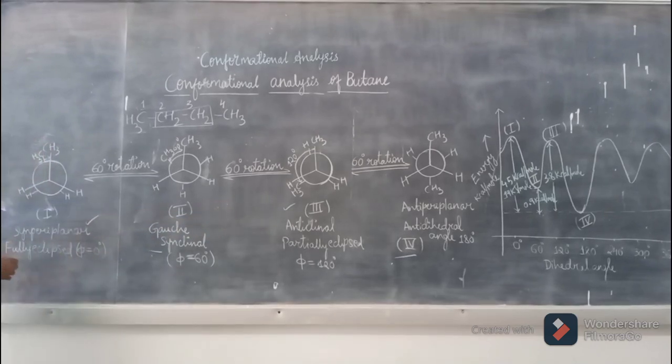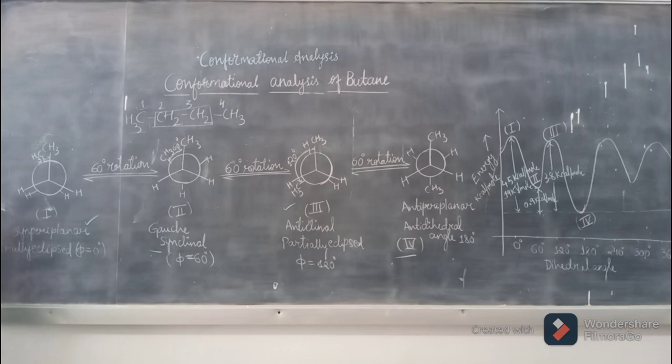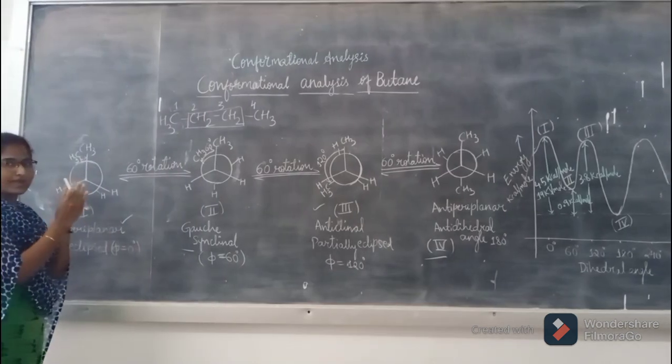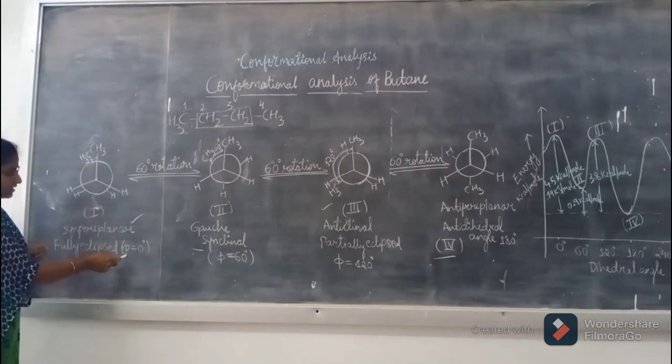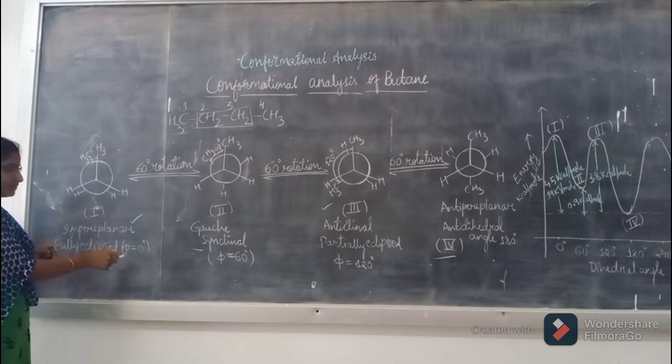Out of that, the first conformation we have is an eclipsed conformation. It is called syn periplanar. It is fully eclipsed, that is, the dihedral angle will be 0. See here, this is the front carbon atom. The methyl group of the front carbon atom and the methyl group of the back carbon atom are lined up on each other. They are eclipsed on each other. So the dihedral angle will be 0 degrees.